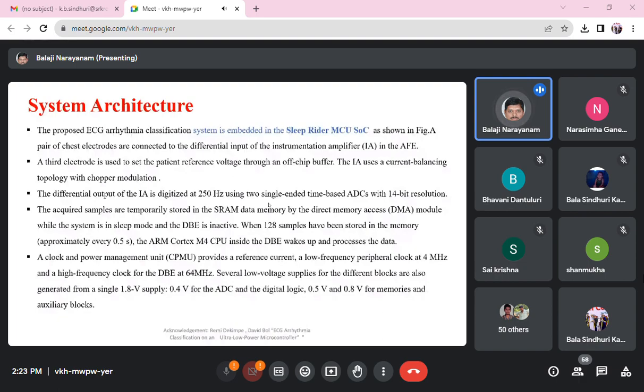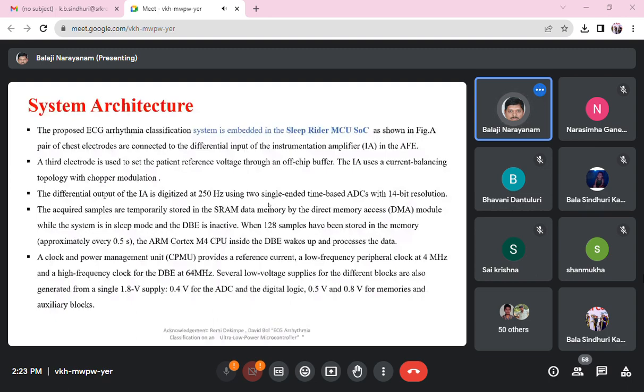The acquired samples are temporarily stored in the static RAM by the direct memory access module while the system is in sleep mode and the DB is inactive. And 128 samples have been stored in the memory. The ARM Cortex processor inside the DB wakes up and processes the data.